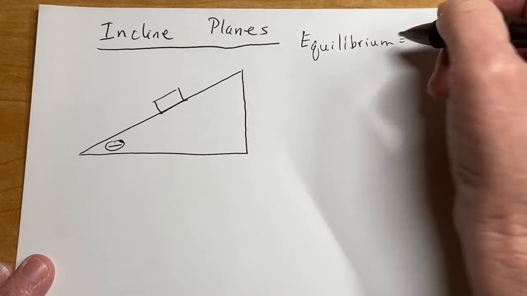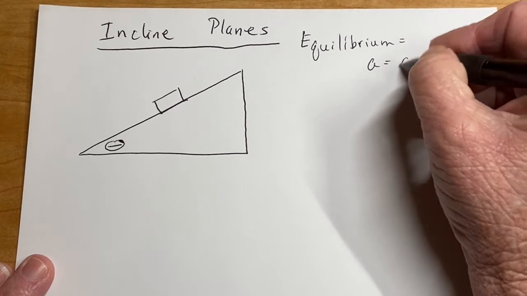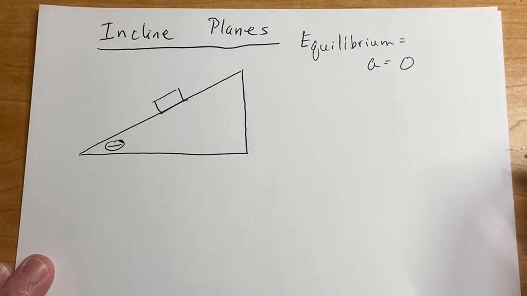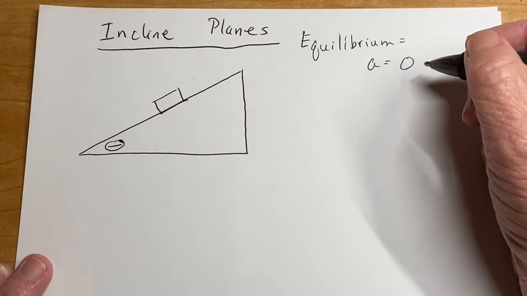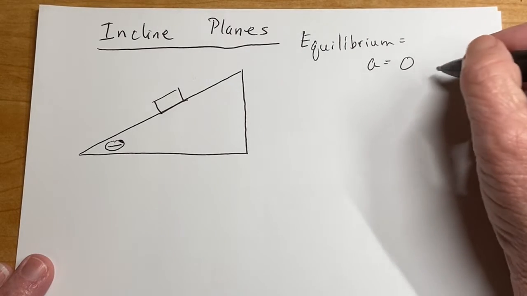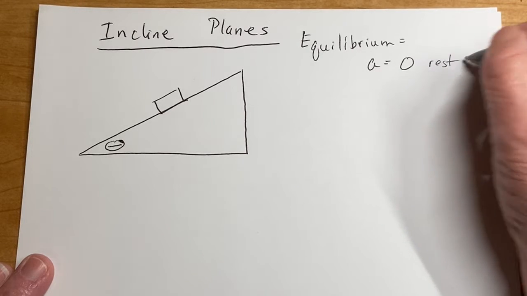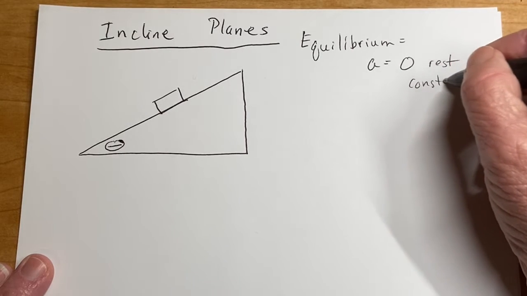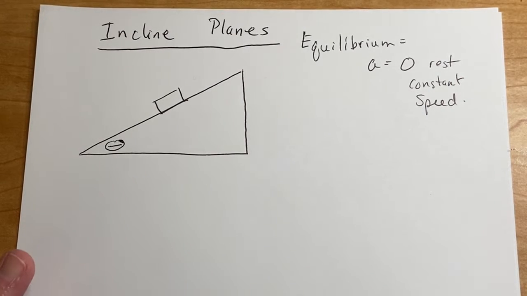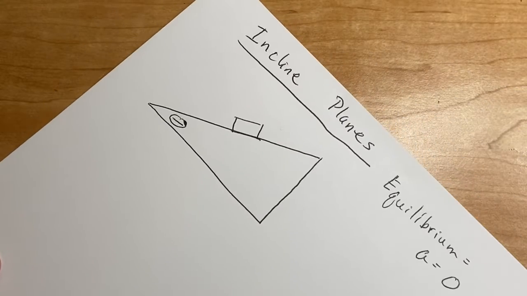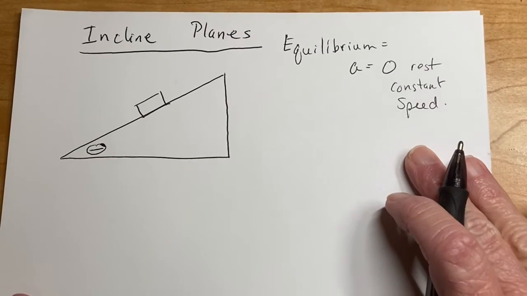Equilibrium means that its acceleration is 0. It could be constant speed, it could be at rest. Okay, so rest or constant speed. All right, so we have to designate. You can kind of think of it like everything was flat before and we're just tilting our little world here.